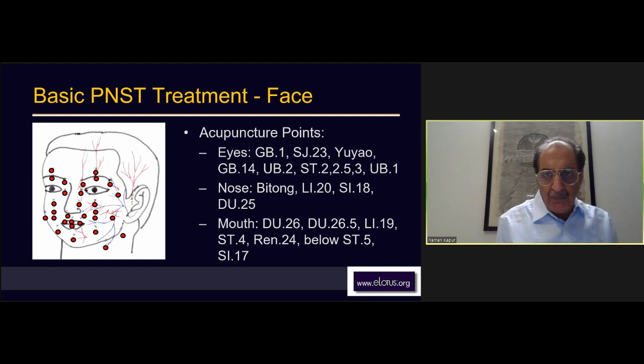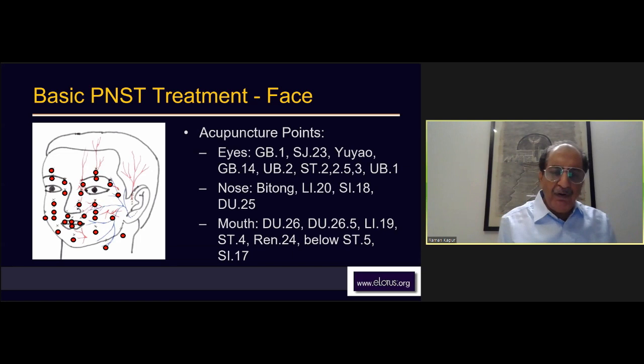So the acupuncture points which you will be prickling around the eyes will be gallbladder 1, triple warmer 23, YuYao, gallbladder 14, UB2, stomach 2, stomach 2.5, stomach 3, and UB1. Around the nose, the points to be prickled are the extra point Bitong, large intestine 20, small intestine 18, and DU25. Around the mouth, the points which we prickle are the DU26, the DU26.5, the large intestine 19, stomach 4, REN 24, a point just below stomach 5, and SI17.